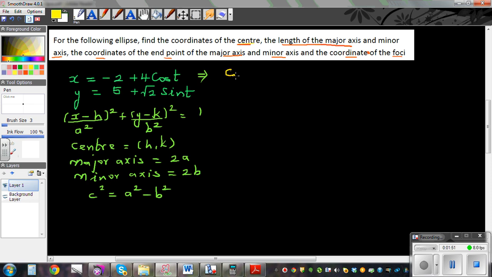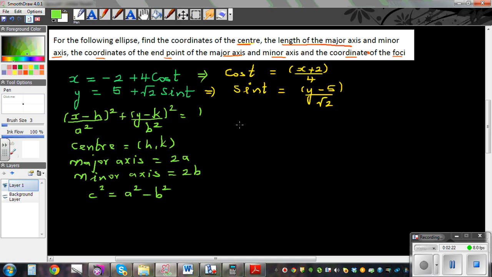So I hope you understand. Cos t is equal to (x plus 2) divided by 4. First I've added 2 to both sides and then divided by 4. This implies sine t is, first taking away 5 from both sides, that is y take away 5, and then dividing by root 2.